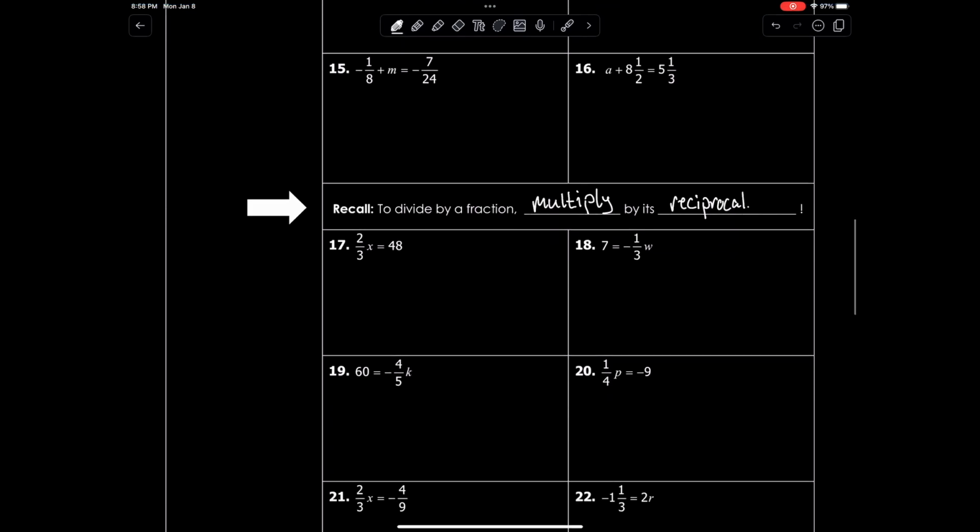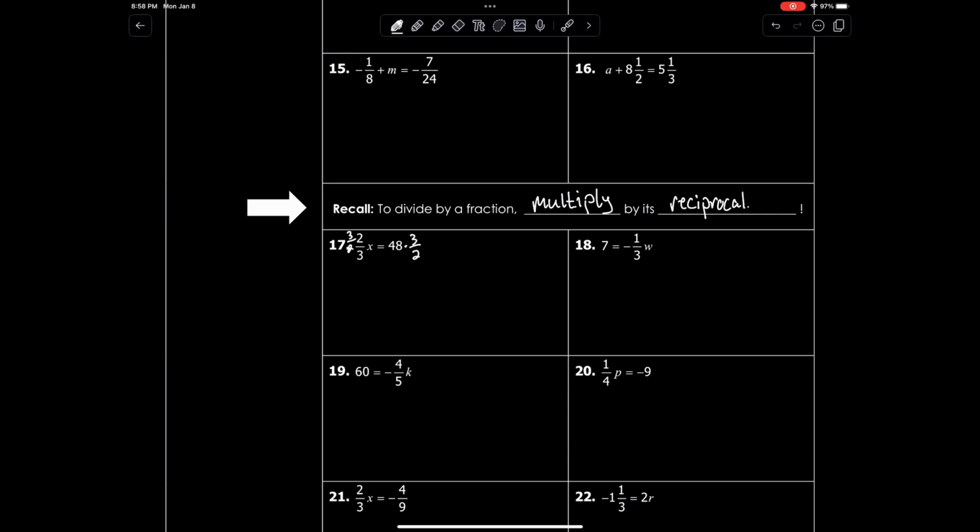So, I'll do 17 again. This 2/3 is attached to our variable with multiplication. And if we want to divide, because that's the inverse of multiplication, we're going to want to actually multiply, because it's a fraction, by 3/2. So we take 3/2, we squeeze it in there, 3/2 times 2/3, and we have 3/2 times your 48.